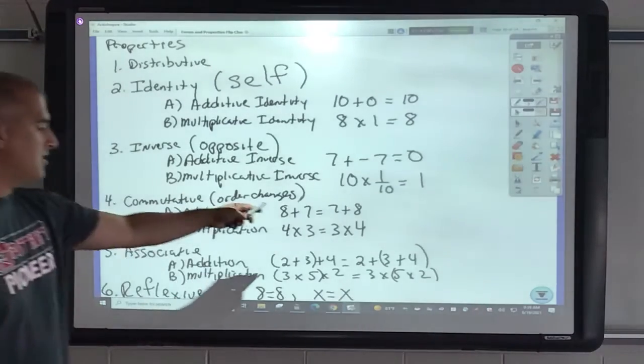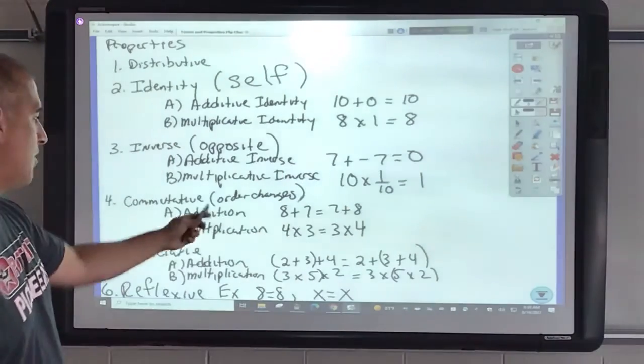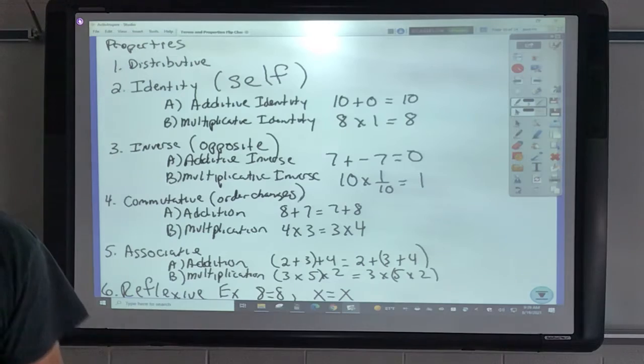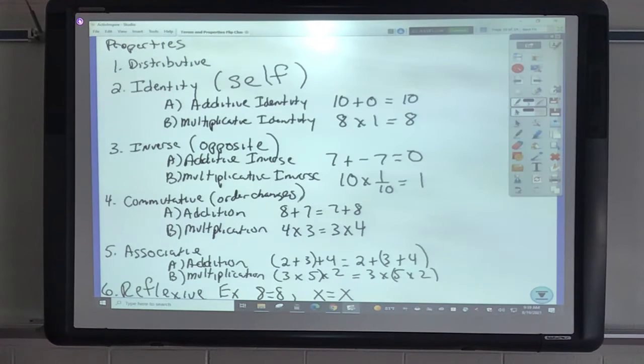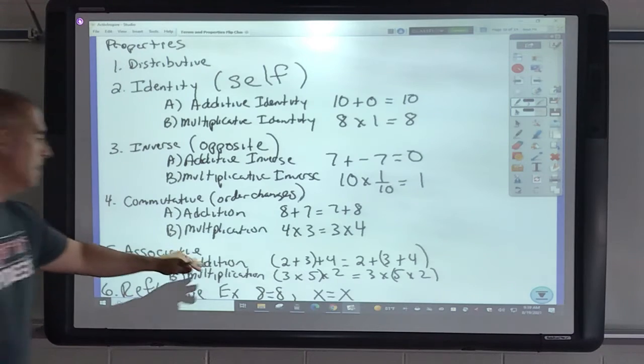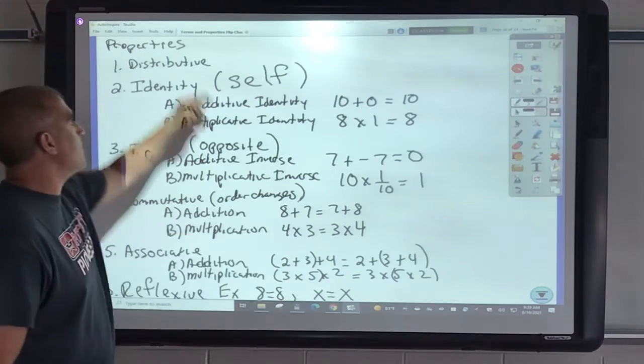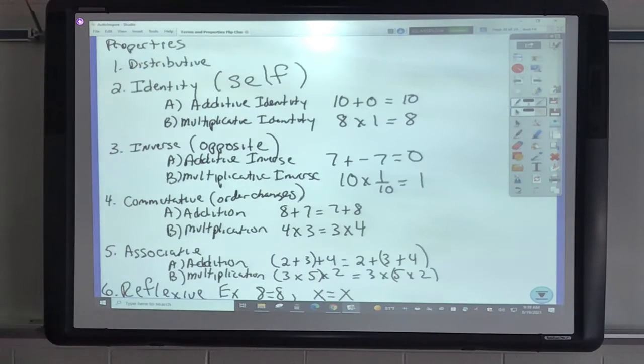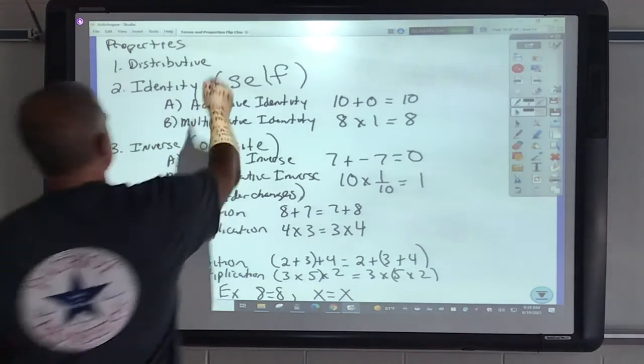Very easy. The order changes. So 8 plus 7, 7 plus 8. For multiplication, 4 times 3, 3 times 4. So keep it that simple. Now, the one that usually gets people confused is the associative property. Usually people get the associative property and the distributive property confused. The distributive property involves a calculation.